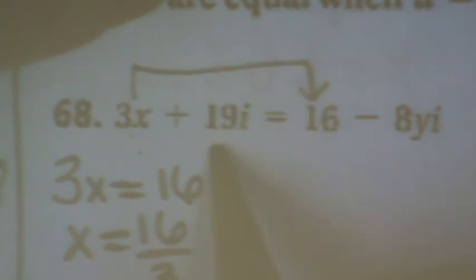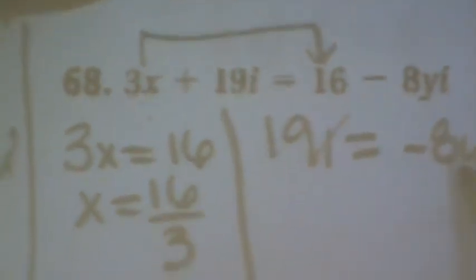For 68, we're going to set 3x, the real numbers, to be equal to each other. 3x must equal 16 divided by 3, so x is 16 thirds. And 19i must equal negative 8yi. So you're going to cancel these i's and divide by negative 8, and y is 19 over negative 8.